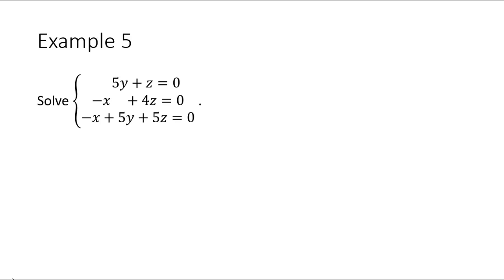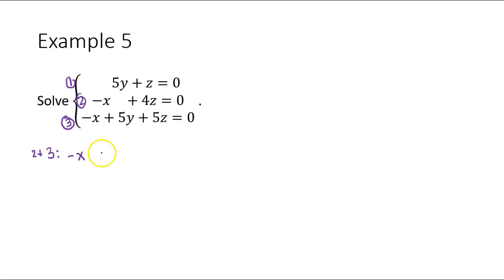Example 5. Solve the system 5y plus z equals 0, negative x plus 4z equals 0, and negative x plus 5y plus 5z equals 0. All right, we will call this one equation 1, equation 2, and equation 3. Let's eliminate the x's. Equation 1 already has no x's in it, so I'm going to be looking at equation 2 and equation 3.